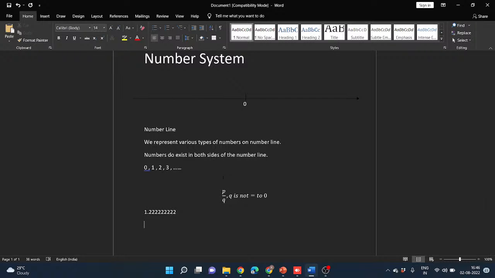So basically we can say that irrational numbers are the numbers which are not written in the form of p by q, where p and q are integers. Some examples of irrational numbers are root 2, root 3, pi, and so on.